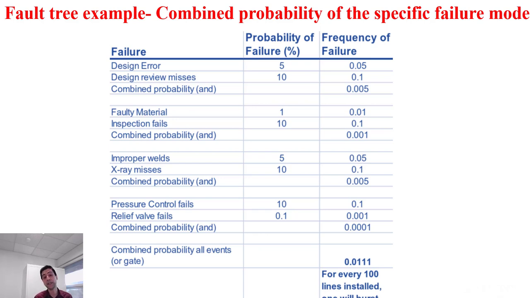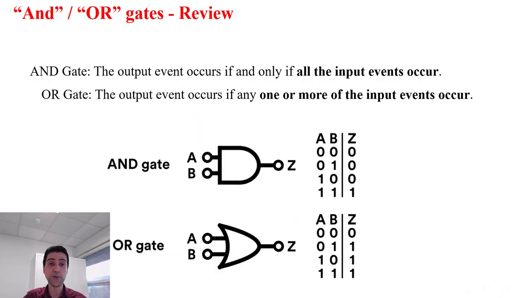What we used in this example was AND gates and OR gates. We can have an overview of these two gates. As you can see, AND gate, when it combines two events, both of them need to occur so that the top event is also occurring. For the OR gate, however, occurrence of one of the events is sufficient. So either A or B or both of them, when they occur, the top event, which is Z in this case, will occur, showing a probability of 1.